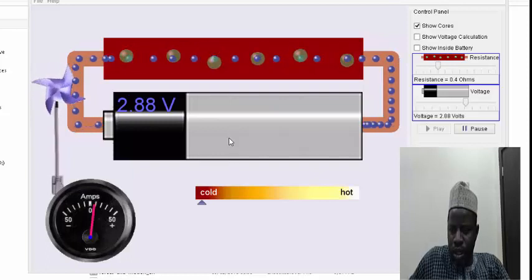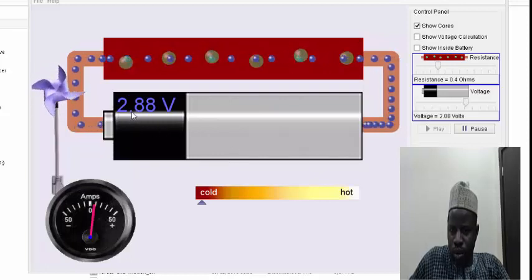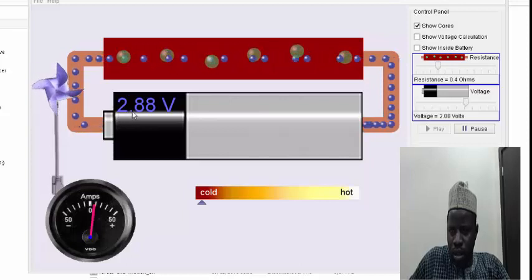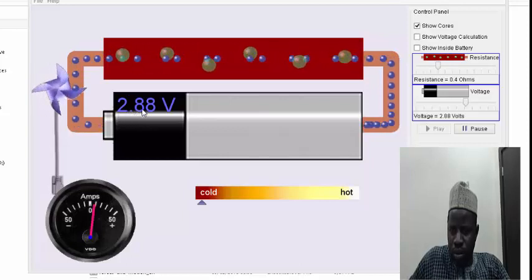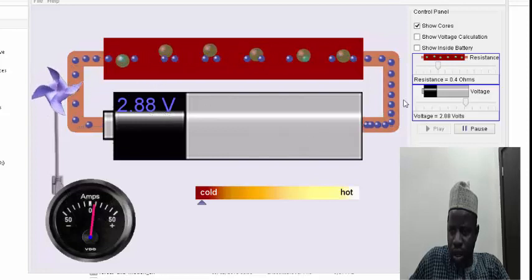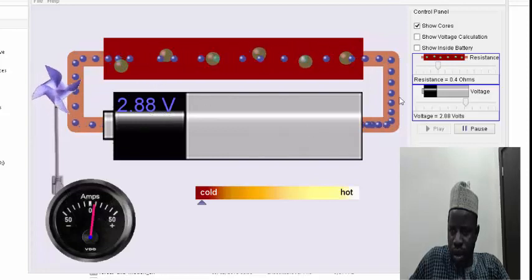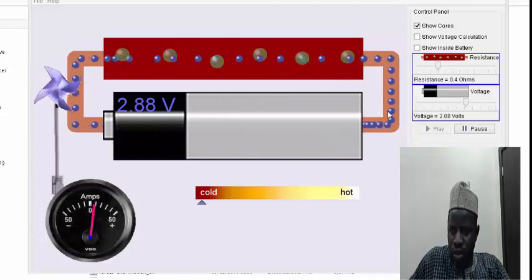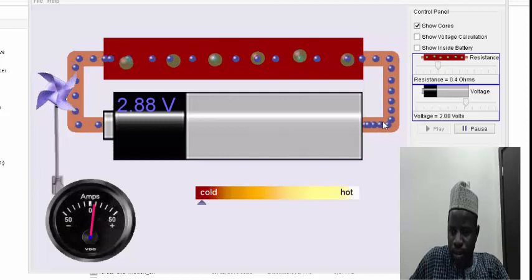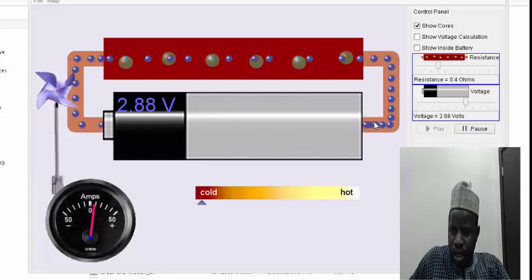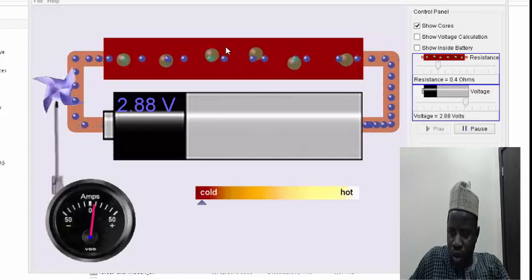This simulation is trying to show us that we have a battery here of about 2.88 volts, and we have a wire. This is our copper wire where we have electrons, and the electrons are being accelerated, as we can see here. They are moving from the negative terminal to the positive terminal, but they are moving through a conductor. This side is our conductor.